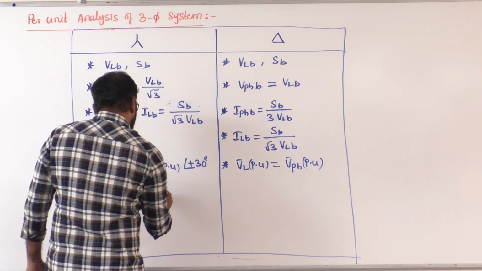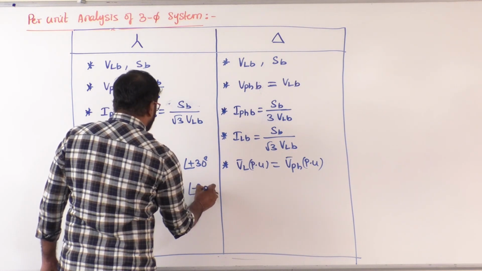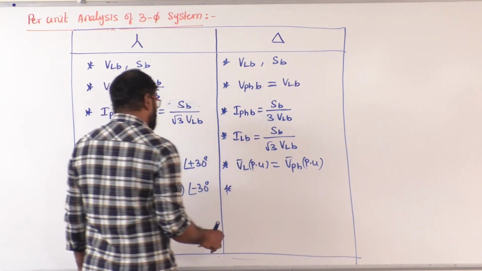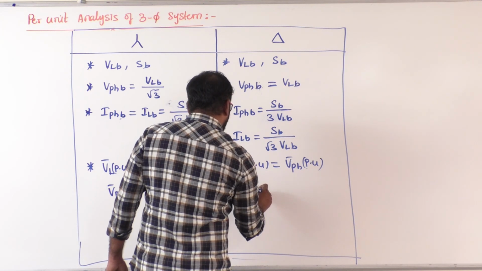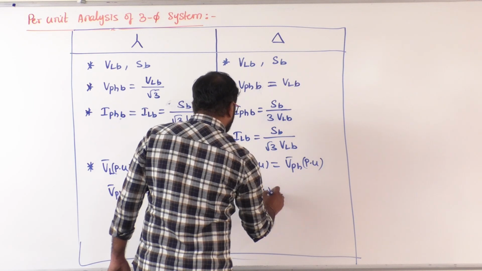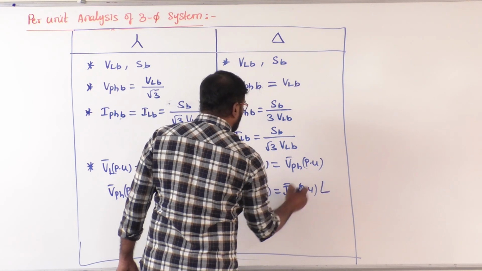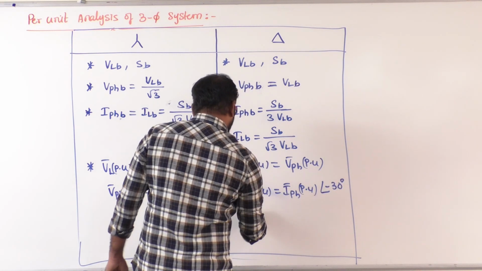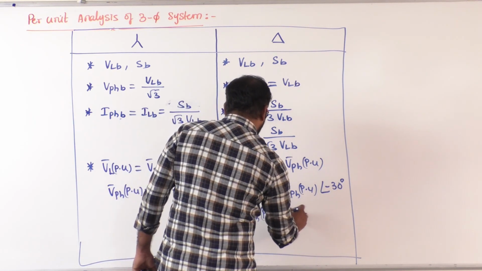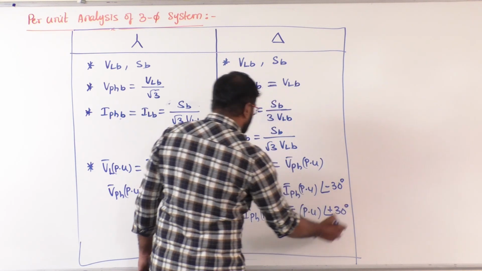That is line voltage per unit, but at an angle minus 30 degrees. Per unit form I am writing. So, what about here now? The line current in per unit form equals the phase current in per unit form at an angle minus 30 degrees. But the phase current in per unit equals the line current in per unit at an angle plus 30 degrees.